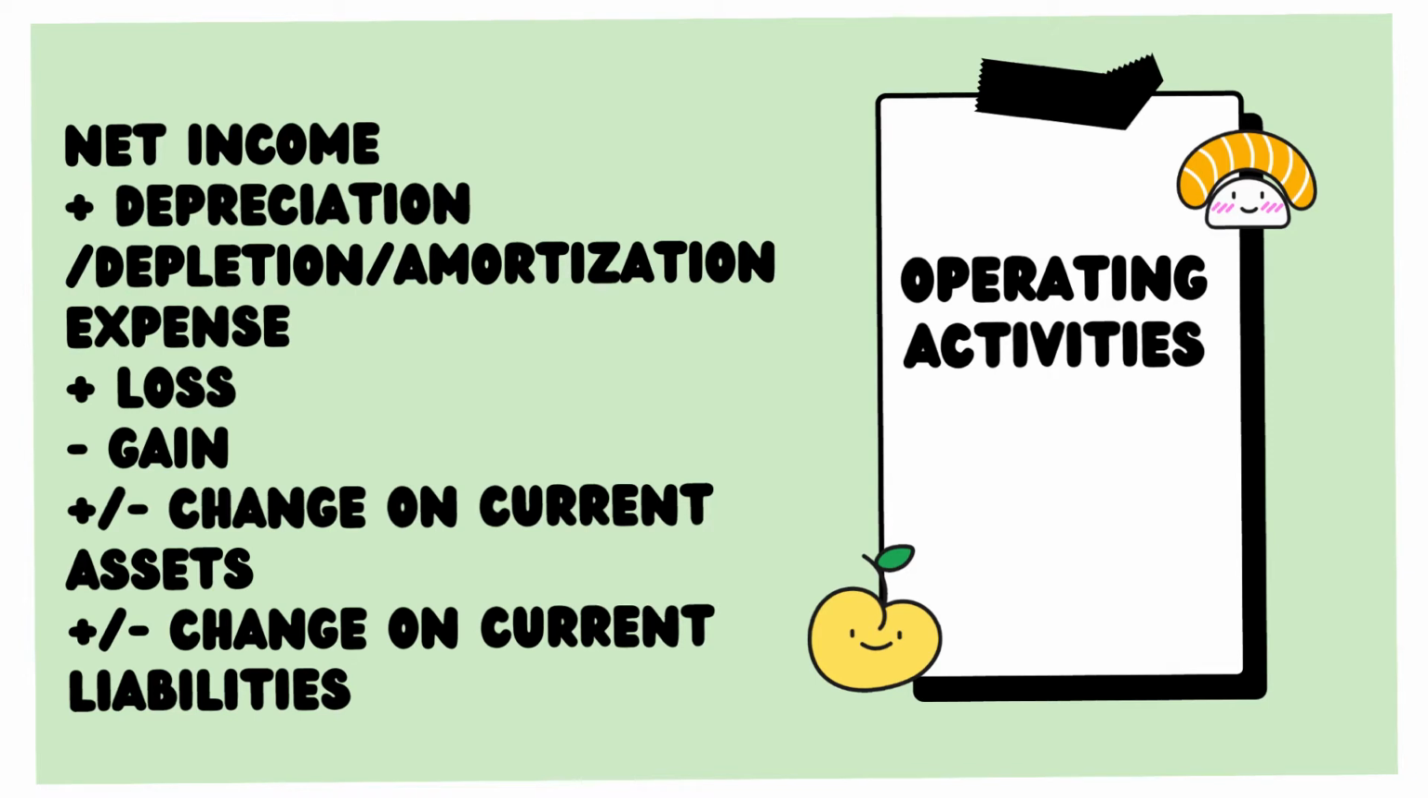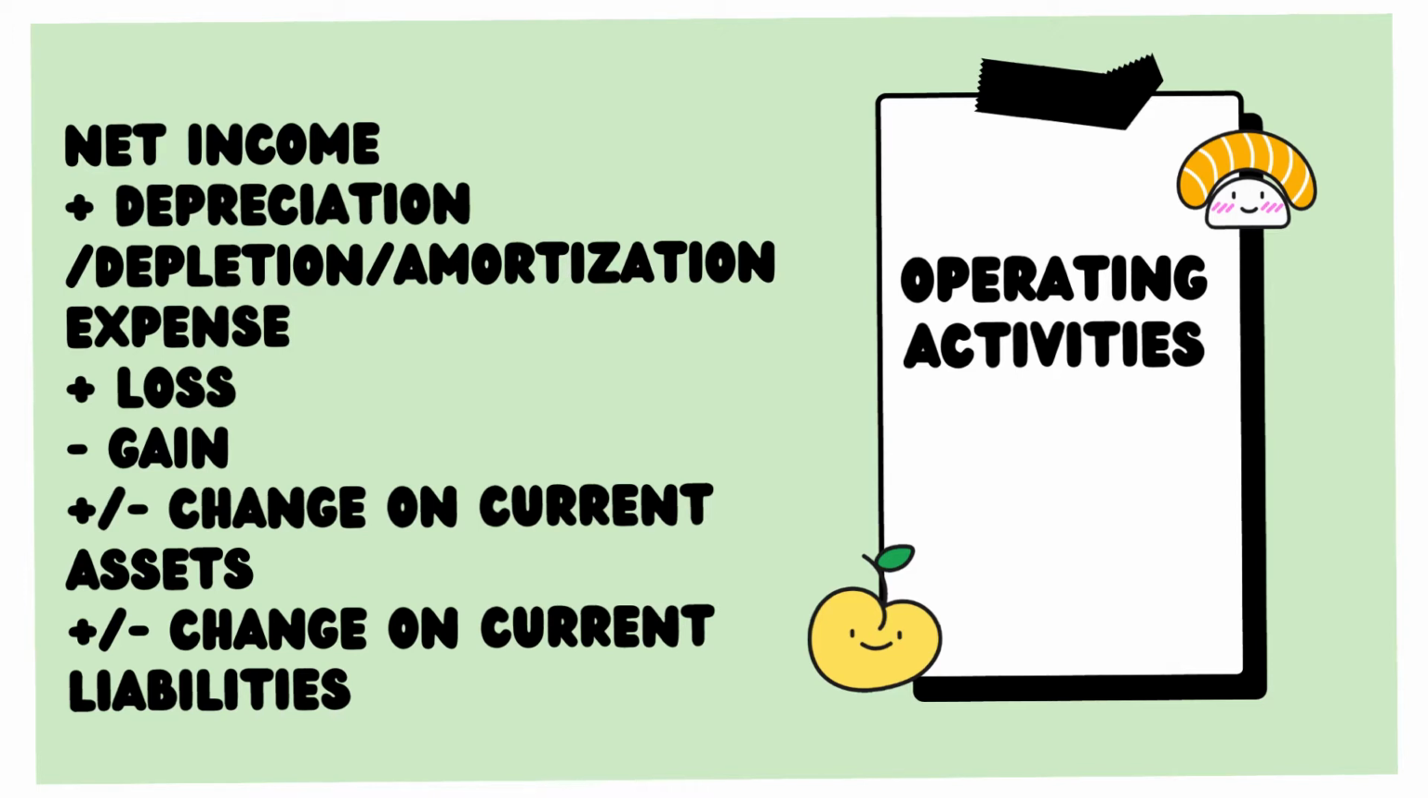Now, we have three sections in the cash flow statements. The first one is for the operating activities, the second one for the investing activities, the third one will be for the financing activities. Now, for the operating activities, again, this is the indirect method. I'm gonna start with the net income from the income statement.